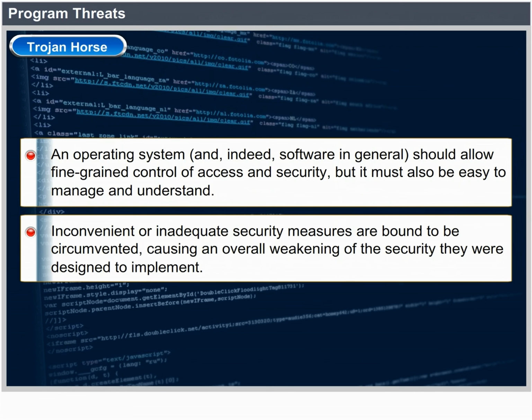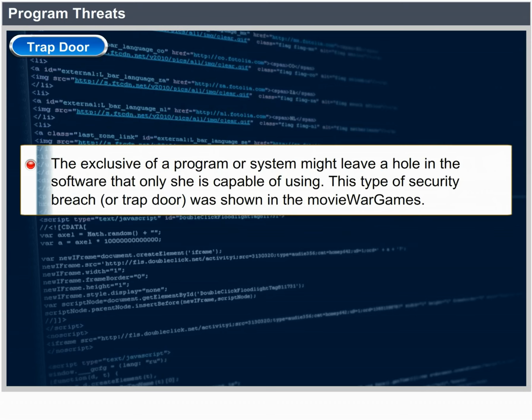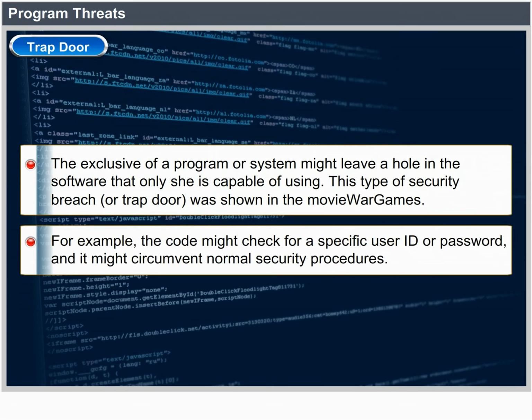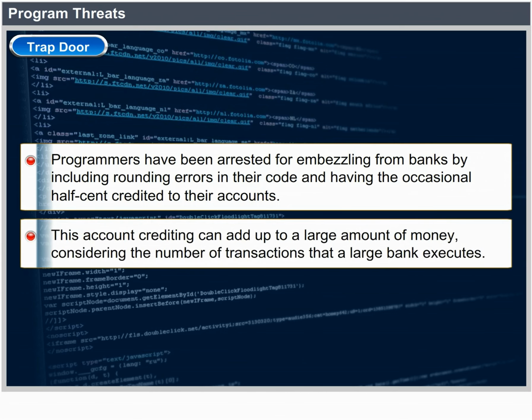Trapdoor. The designer of a program or system might leave a hole in the software that only she is capable of using. This type of security breach or trapdoor was shown in the movie War Games. For instance, the code might check for a specific user ID or password, and it might circumvent normal security procedures. Programmers have been arrested for embezzling from banks by including rounding errors in their code and having the occasional half-cent credited to their accounts. This account crediting can add up to a large amount of money, considering the number of transactions that a large bank executes.